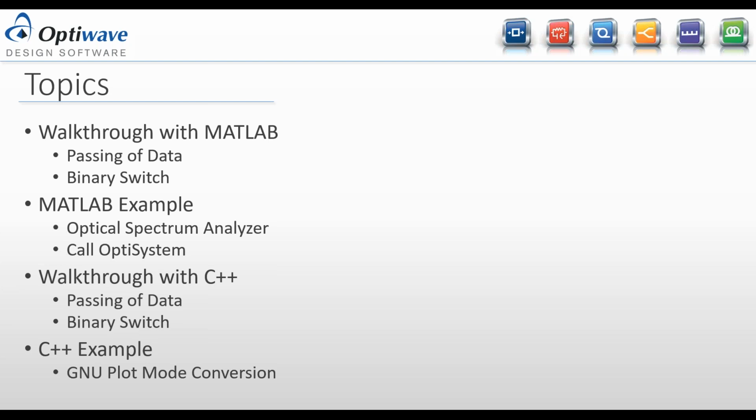In the second half, I will again pretty much show the same thing but in C++. This is because C++ is a little more involved, a little more complex, and I want to make sure there's nothing really new, the only new thing being that it's in C++. So again, I will show passing of data, how to get data in and out of the C++ component, and the same example of using the binary switch.